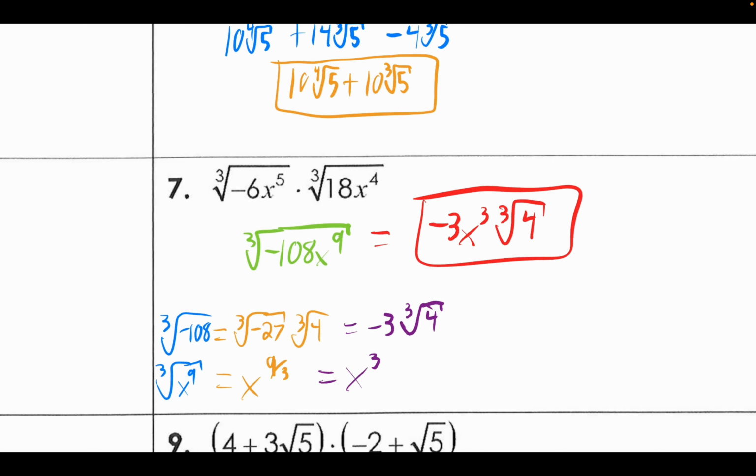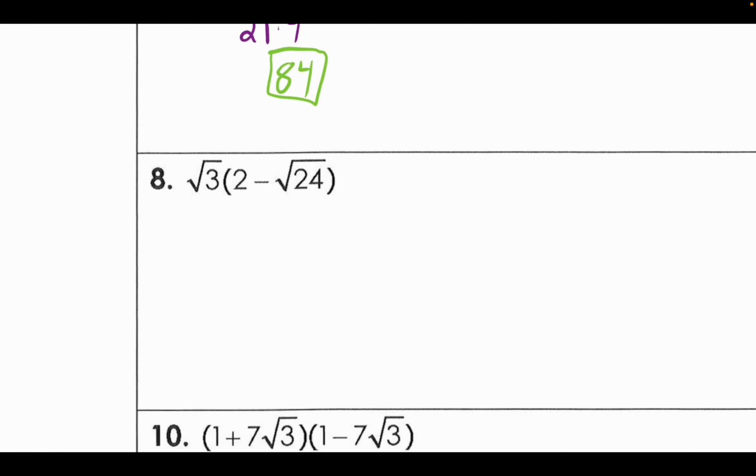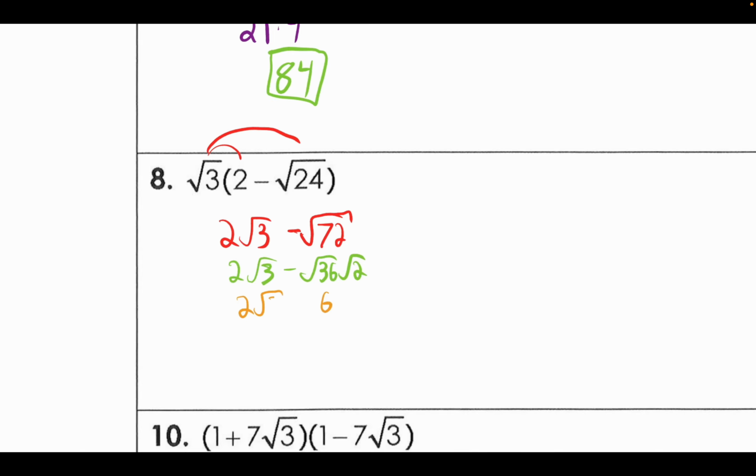Moving on to number 8. We're distributing, so negative square root of 3 times 2 and the square root of 24. So square root of 3 times 2 is just 2 times square root of 3. And square root of 3 times square root of 24 is negative square root of 72. Square root of 72 can simplify, and so 2 square root 3 minus square root 36 times square root 2. Square root of 36 is 6. So we have 2 square root 3 minus 6 square root 2.